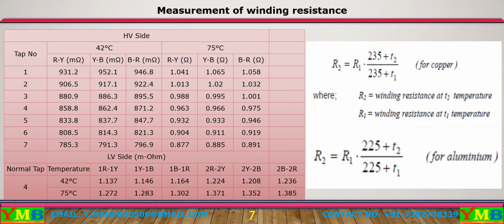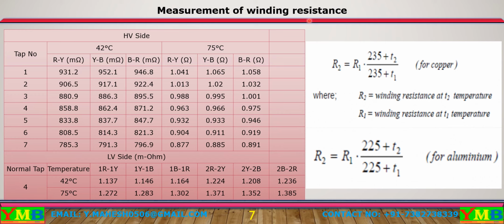Now see the measurement of winding resistance test report for your reference. Before seeing this test report, I will explain the transformer details of this test report. This transformer has 7 tappings on HV side. HV side is delta connected and LV side is star connected. As I already said in previous slides, on HV side we measure the resistance between phase to phase, and for star connected we measure the resistance between phase to neutral.